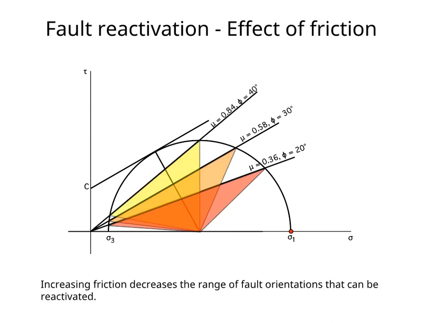Pre-existing faults also have a lower coefficient of friction. This diagram shows a failure envelope for pristine rock with cohesion C, and 3 failure envelopes for fault reactivation on a pre-existing fault without cohesion, and friction angles of 40, 30 and 20 degrees. As the friction angle decreases, the range of potential orientations for fault reactivation increases. This is indicated by the yellow triangle for phi equal 40, orange triangle for phi equal 30, and red triangle for phi equal 20 degrees.